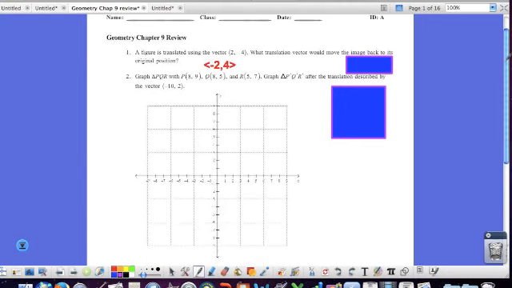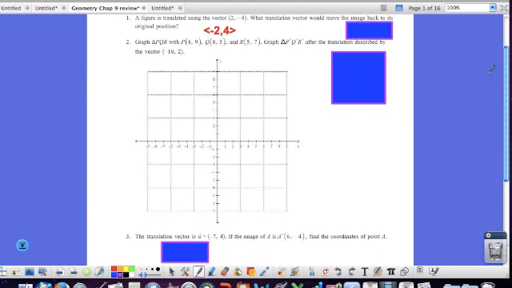Problem number 2, graph this. So we're going to actually do this. Graph P at 8, 9, Q at 5, and R at 5, 7. So that's the original figure. Then graph it after a translation described by the vector -10, 5.